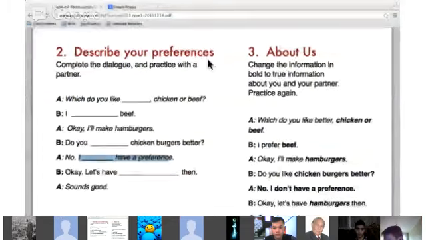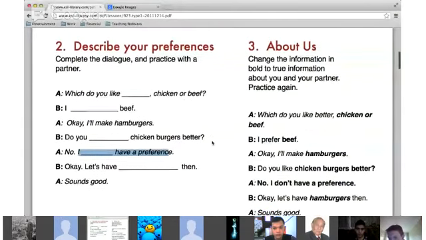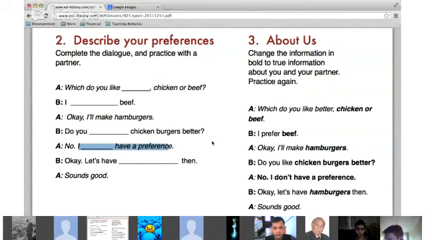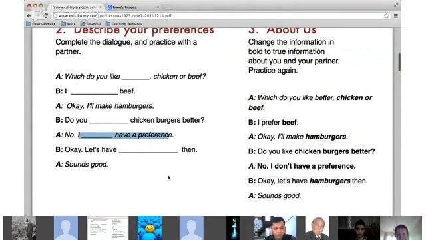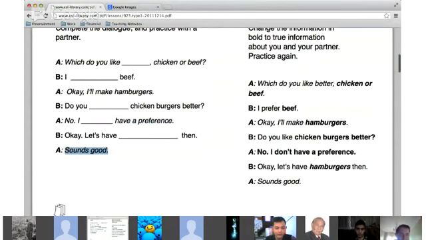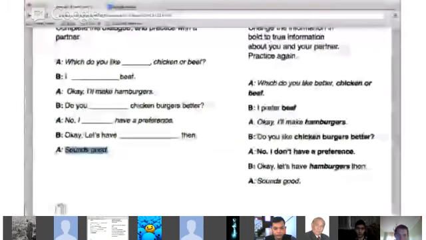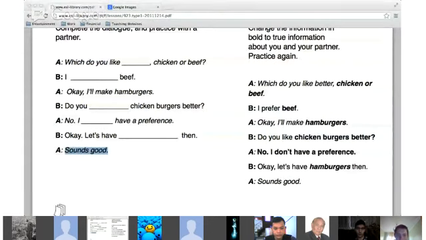All right. Let's take a look back at our dialogue here. Down here at the end, he says, sounds good. What does sounds good mean? Good choice. It's good. Yeah, sounds good. Or it means okay.